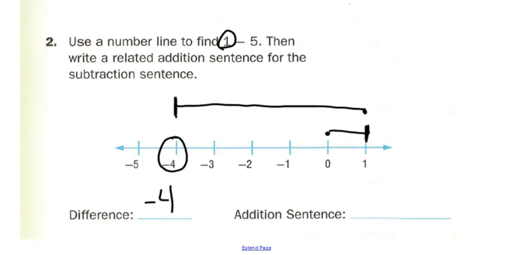And we want to write an addition sentence that represents this. Instead of subtraction, we have our 1 that we started with, and we want to add something to it that's going to get me down to -4. What would I add to 1 to get to -4? I would add -5 to 1 to get to -4. So I would end up with an addition sentence that looks just like that.